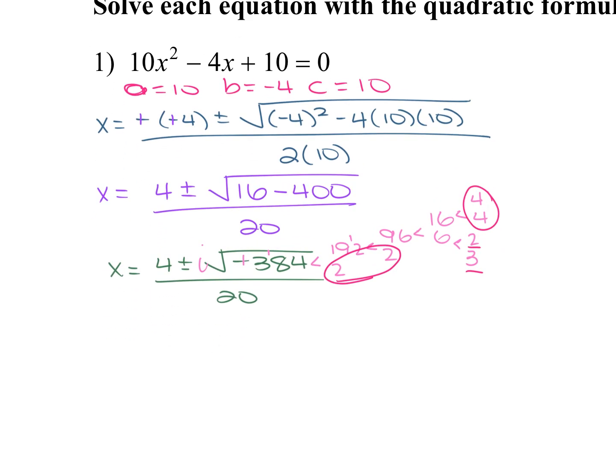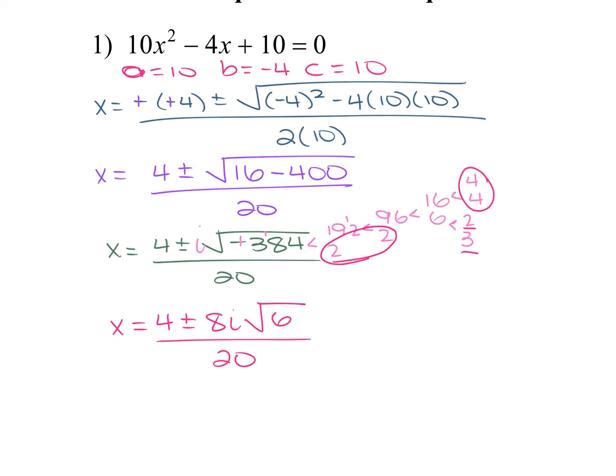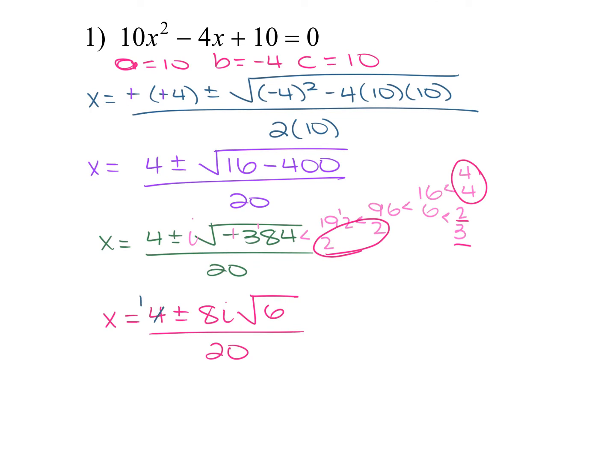So that means you're going to have x is equal to 4 plus or minus 4 times 2 is 8i, square root 2 times 3 is 6, all over 20. Your 4, your 8i, and your 20 all share a common factor of 4. So you divide all of them by 4. The 4 turns into a 1, the 8i turns into 2i, and the 20 turns into 5. So this gives you x is equal to 1 plus or minus 2i square root 6, all over 5.